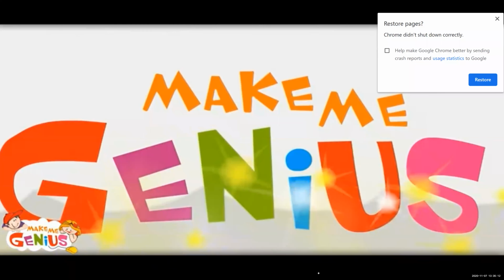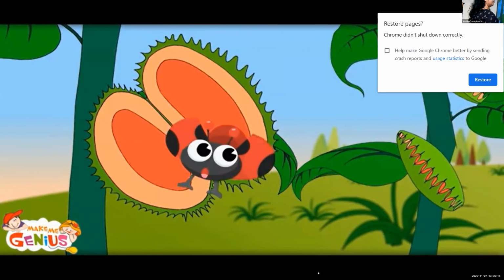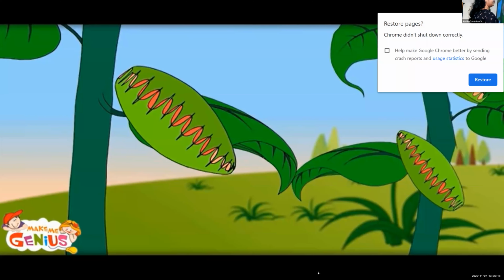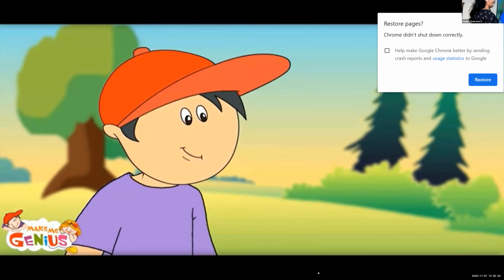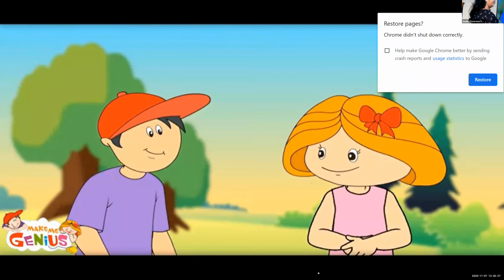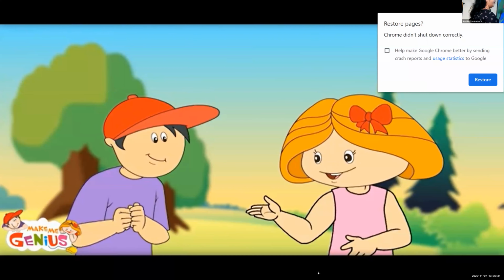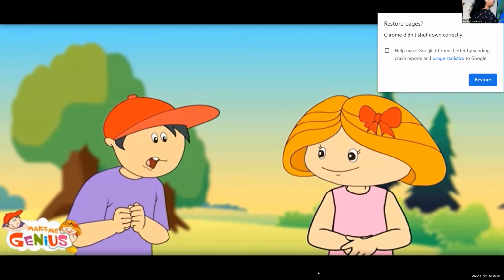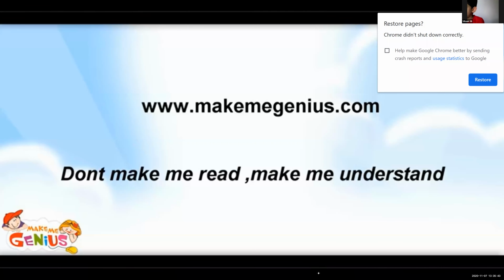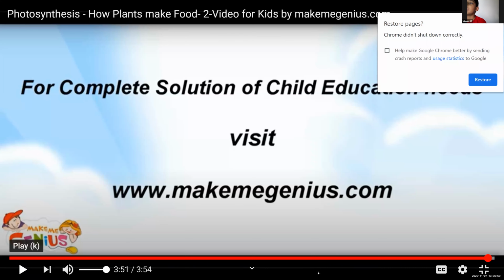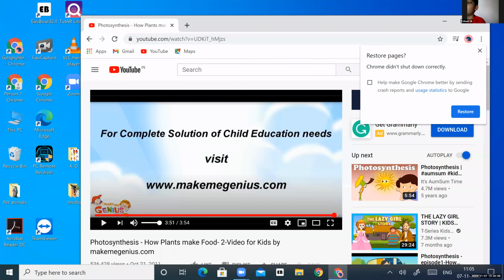The plant traps the insect and eats these insects or small animals like frogs. This plant's name is Venus flytrap. This is so interesting. Yes, but there are only a few plants who don't make their own food. Yeah, very few non-vegetarian plants. To know more, watch parts of plants and parts of flowers episodes. Don't make me read, make me understand. Make me a genius. Visit www.makemegenius.com.